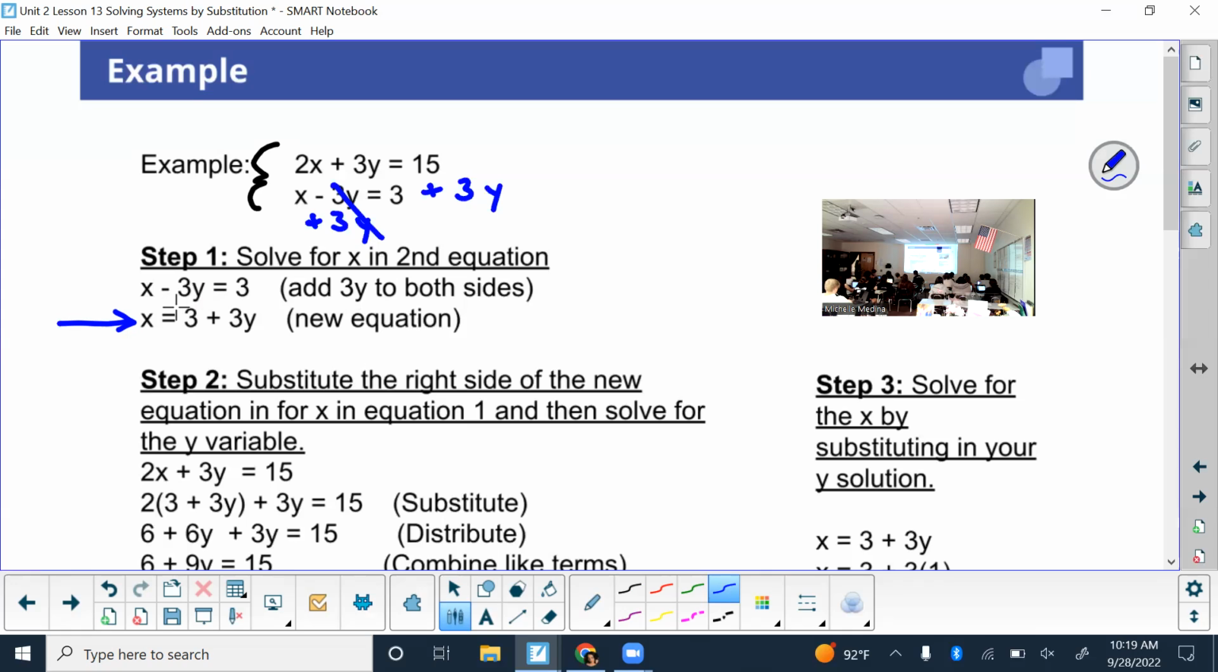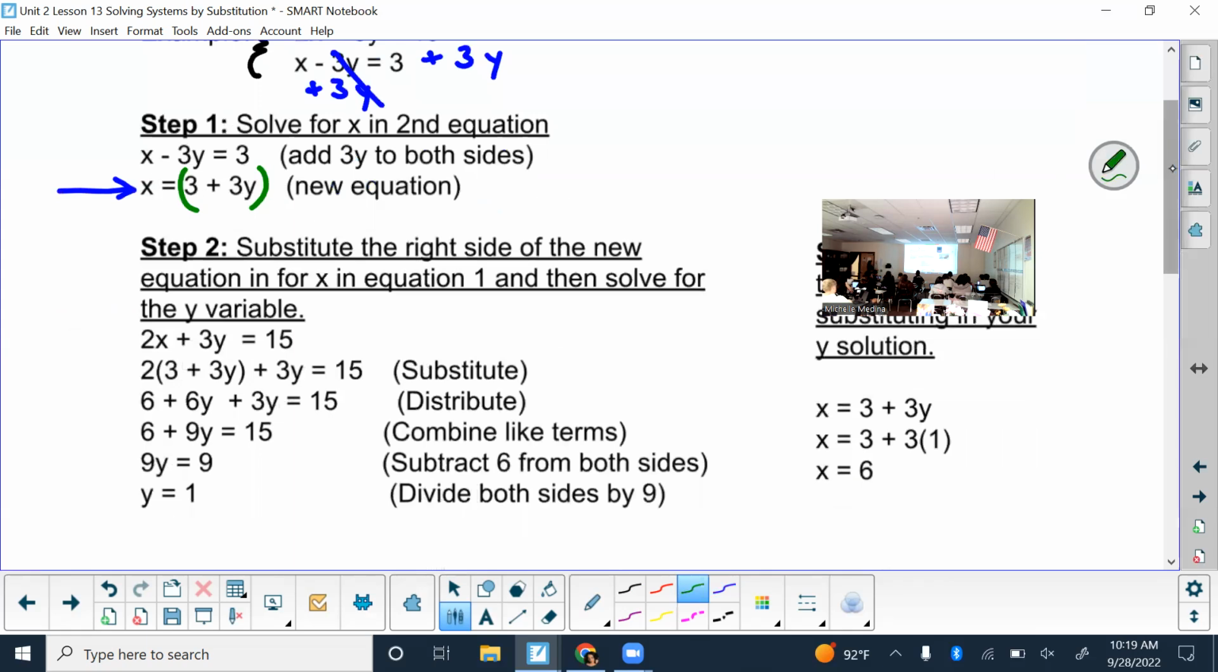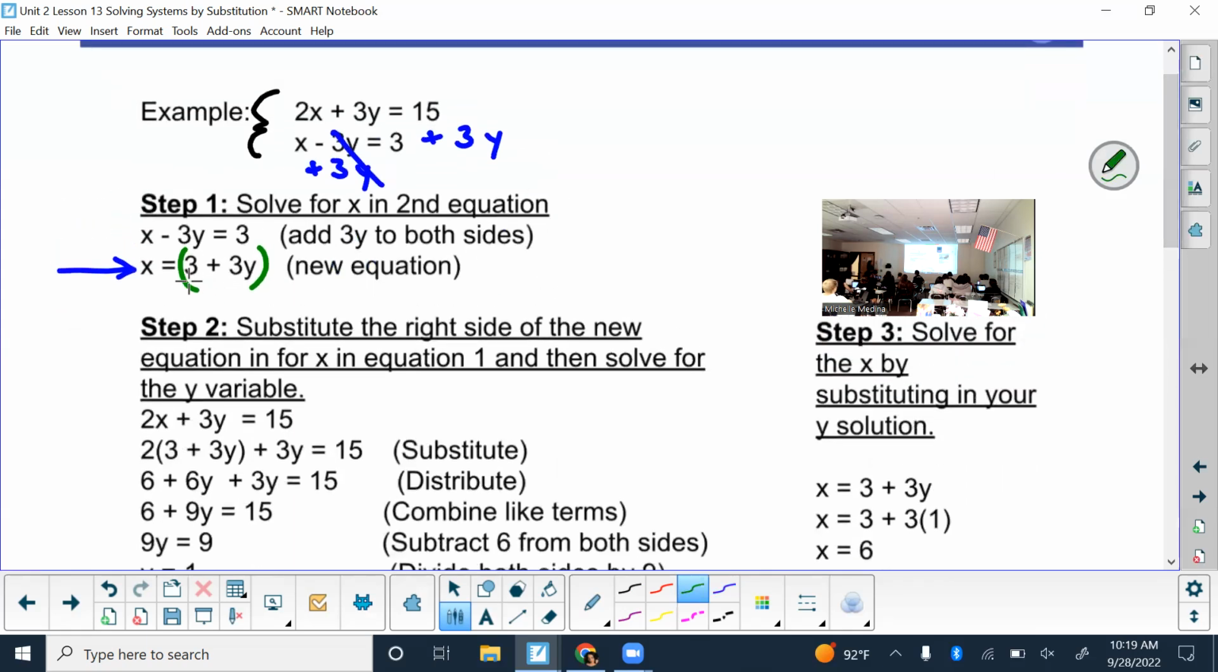Now that the x is isolated, I could take what x equals, which is the 3 plus 3y, and substitute it or plug it in for the x in the other equation, which is this original equation. So I'm going to do that, plug it in for x in the other equation. That's what it looks like plugged in.